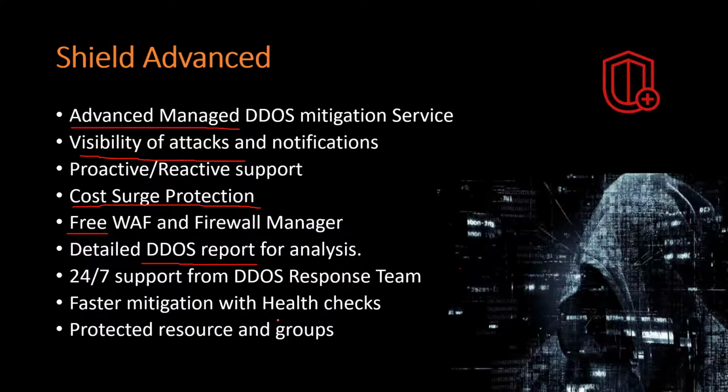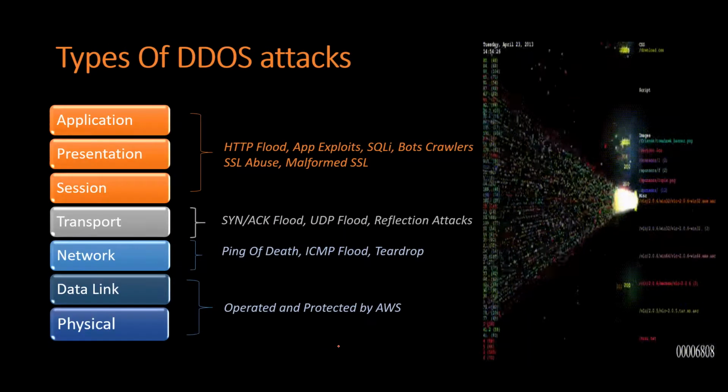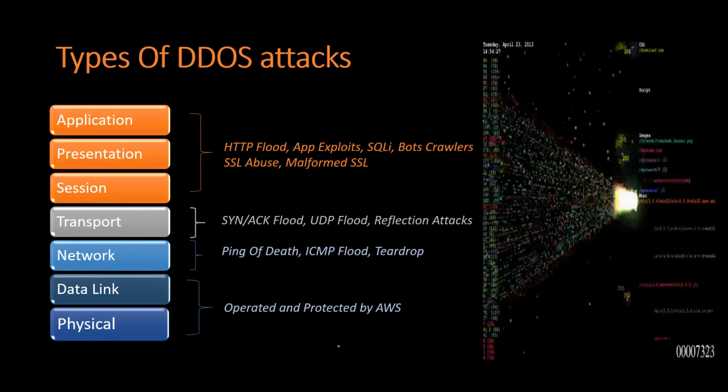So the moment your application is not healthy, it generates alarms, and on the basis of those alarms, the mitigation process becomes faster. Now, you can protect individual resources, or you can protect a group of resources together. We are going to see this in detail while doing the demo. Now, let's discuss what are the different types of DDoS attacks possible.